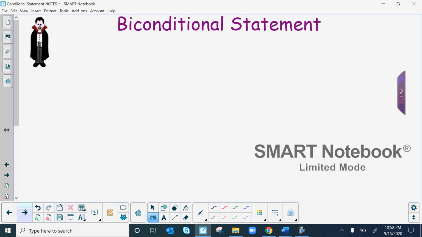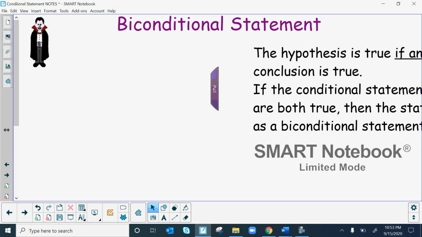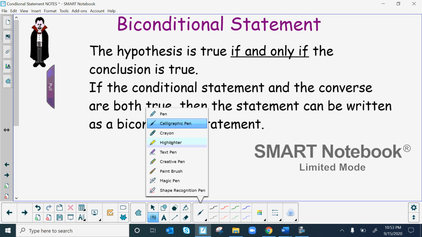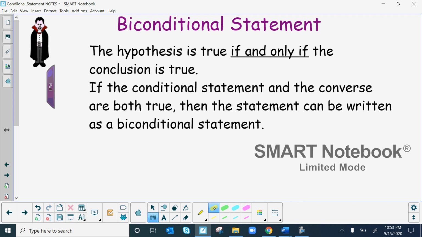All right, so that's true, false. Let's go to this new statement called a biconditional statement. So a biconditional statement is when the hypothesis is true if and only if the conclusion is true.